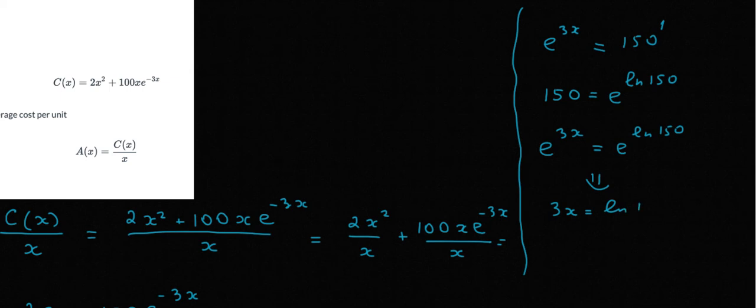3x must equal the natural logarithm of 150. And so now we divide by 3 to solve for x. X will be the natural logarithm of 150 divided by 3.